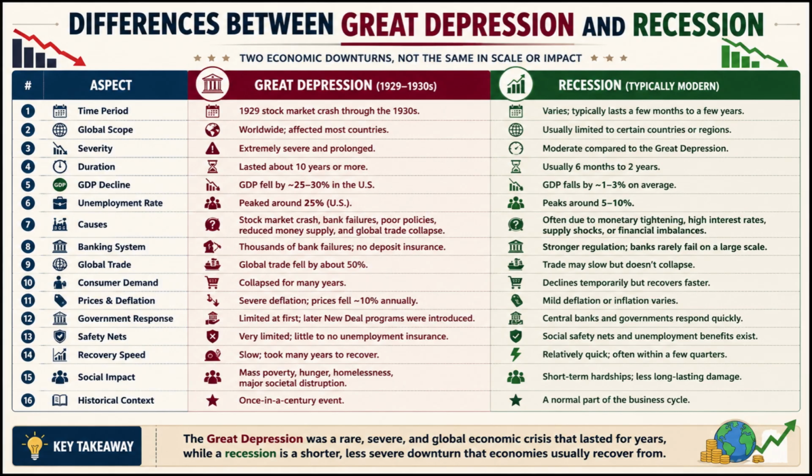Number 16. The Great Depression is considered a rare once-in-a-century economic catastrophe, whereas recessions are a normal part of the business cycle. To summarize, the Great Depression was a rare, deep, and long-lasting global economic disaster, while a recession is a shorter and less severe economic downturn that economies generally recover from more quickly.